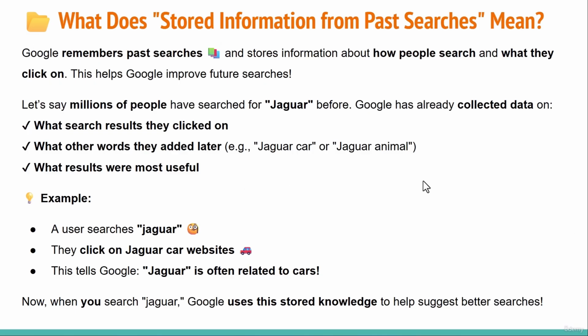What is the function of stored information from past searches? Whenever a person searches, Google saves their previous data. It also monitors what the user clicks on. Let's say 10 million people search for Jaguar. Google stores data on what they click, which words they add afterward, and which results are useful. If a user searches for Jaguar and clicks on the web results, since the dominant intent is for Jaguar cars, Google will show more results related to cars. If someone goes to the images section and looks at more pictures of cars, the dominant search intent in the image section will be cars. If they look at the animal, then the intent for the Jaguar animal will be higher.